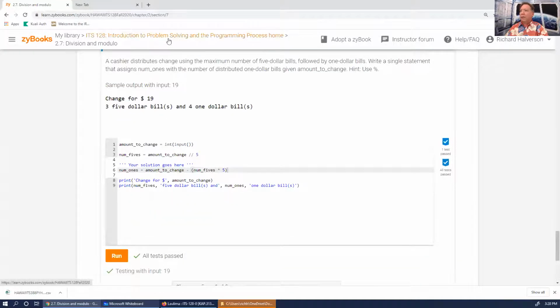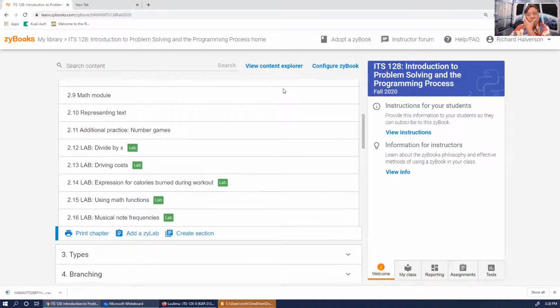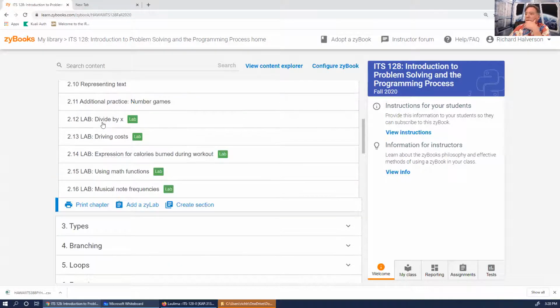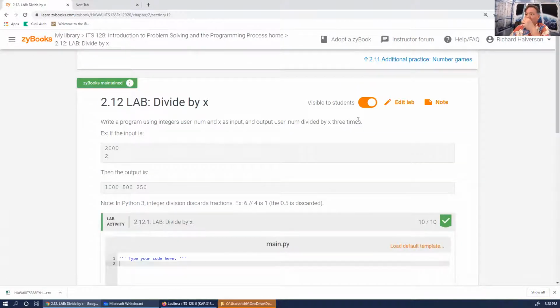All right, so I'd like to go back to these labs here. So the first one: write a program using integers, using this and this as integer inputs, and output the number divided by x 3 times. Okay, so input user num and x.